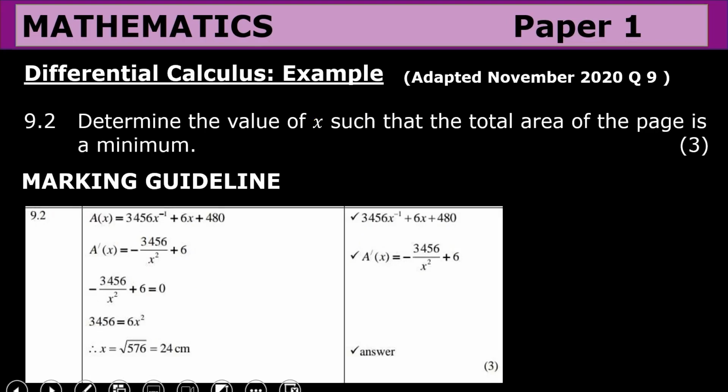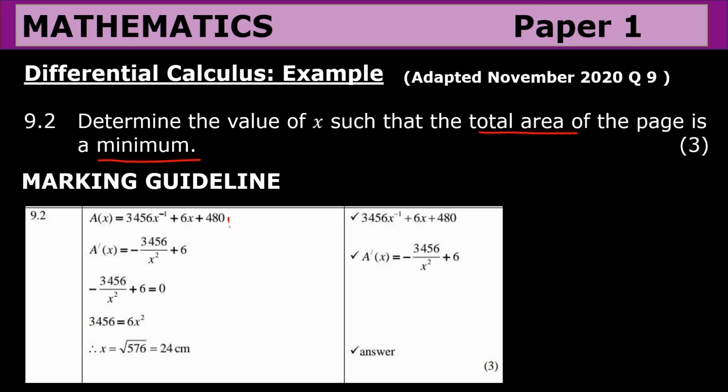The next one here says, determine the value of X such that the total area of the page is a minimum. Now we know when we're working with minimum, we are working with derivative. But looking at how our formula for the area was presented, we first need to make sure that in the denominators, there are no variables.